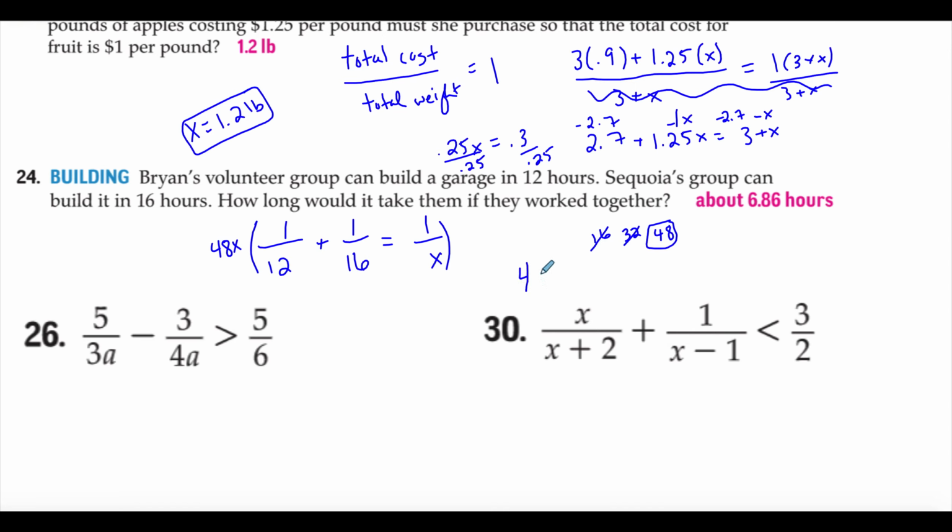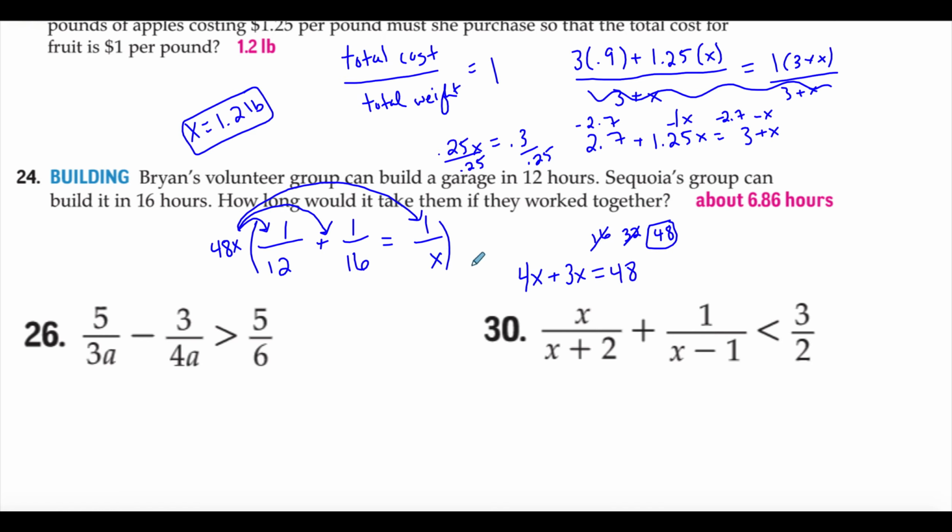So we'll have a 4x for this one when we multiply it through there. And then over here, we're taking it times the 48x. So 48 and 16 would cross cancel to a 3. So we'll have a 3x for that one. And then we're taking the 48x times 1 over x. The x would cancel. We're left with 48.